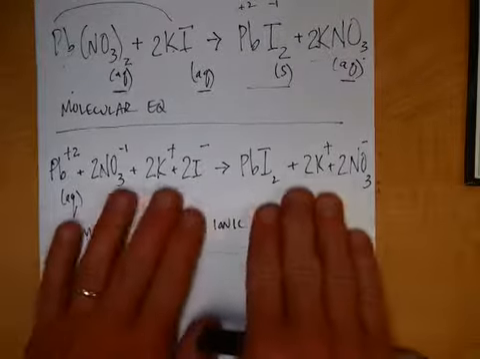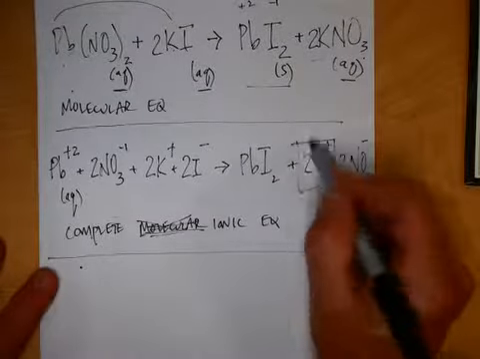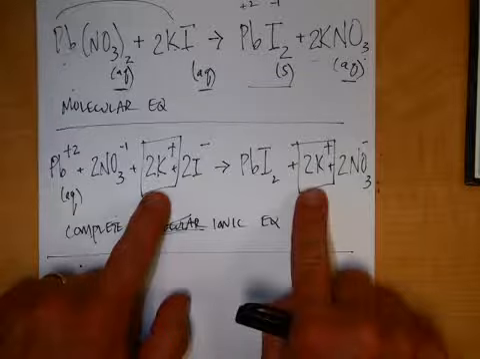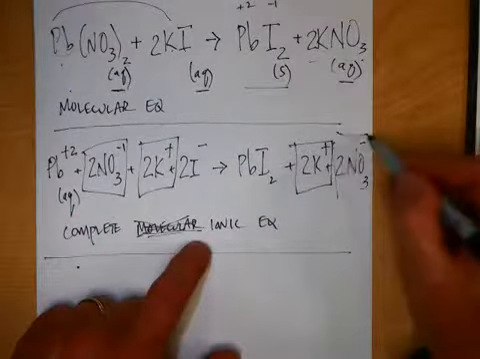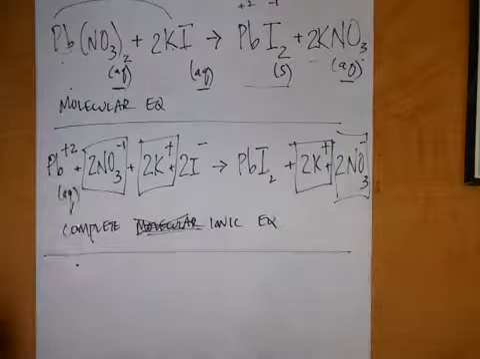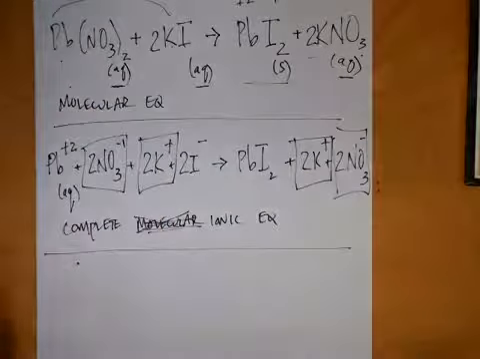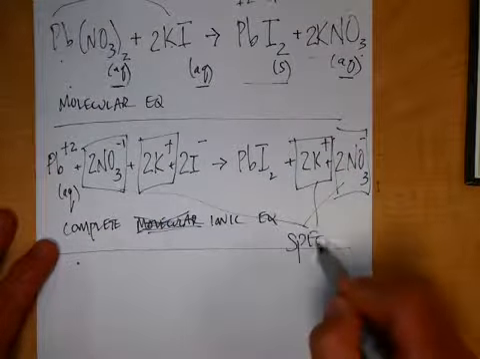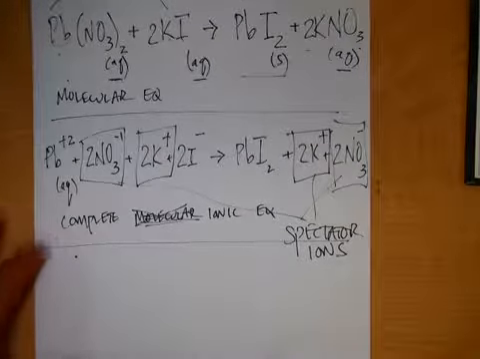Now you'll notice on both sides of the reaction there are some things that are exactly the same. The two K pluses right here are exactly the same. They have not changed from one side of the reaction to the other. You'll also notice the two nitrates are exactly the same from one side of the reaction to the other. Since they do not change and they simply watch the reaction happen, these boxed in items are called spectator ions. They simply observe the reaction occur.